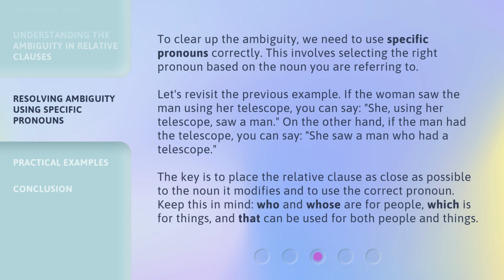Let's revisit the previous example. If the woman saw the man using her telescope, you can say, "She, using her telescope, saw a man." On the other hand, if the man had the telescope, you can say, "She saw a man who had a telescope." The key is to place the relative clause as close as possible to the noun it modifies and to use the correct pronoun. Keep this in mind. Who and whose are for people, which is for things, and that can be used for both people and things.